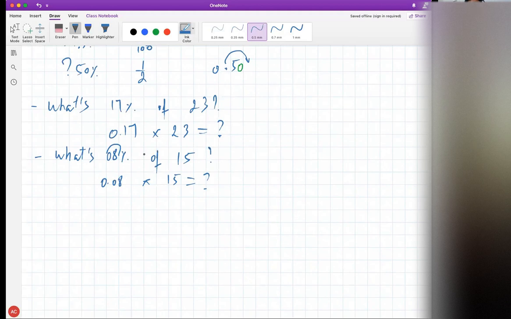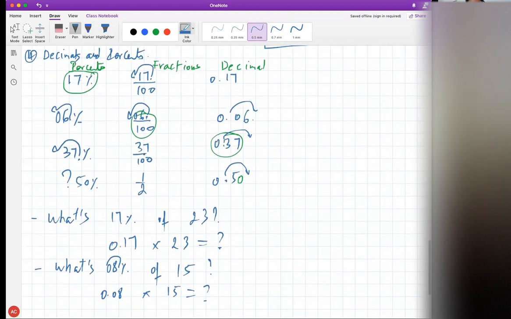Okay, everyone, any questions about this last part, the percents? Again, we are coming back to this in detail. For now, just get an idea. Don't worry too much about the percent for now.